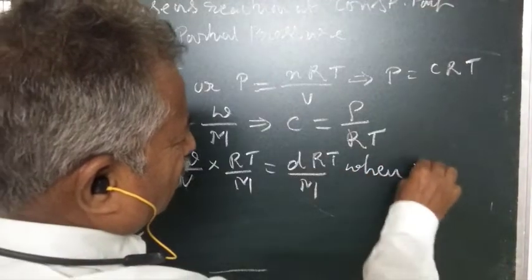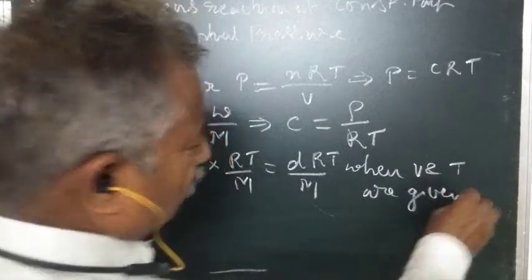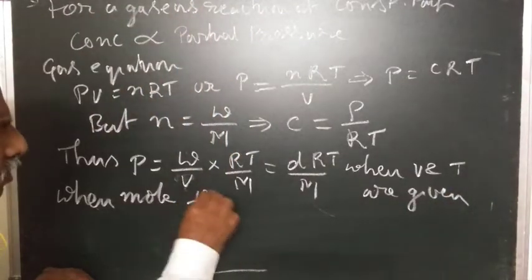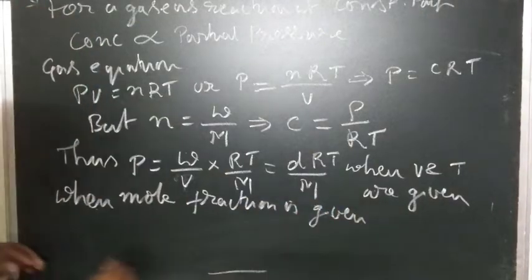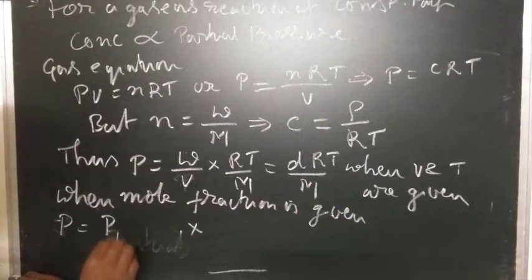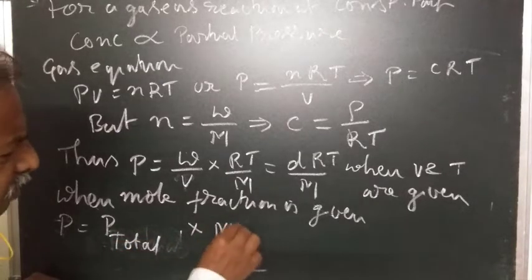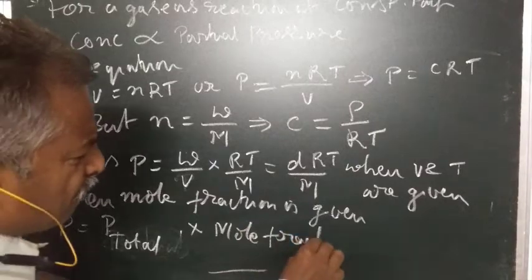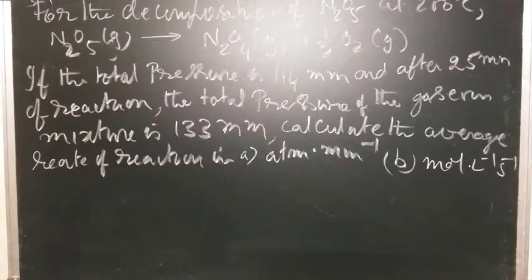when d and T are given. When mole fraction is given, P equal, this is P total, partial pressure equal to P total into mole fraction of gas.